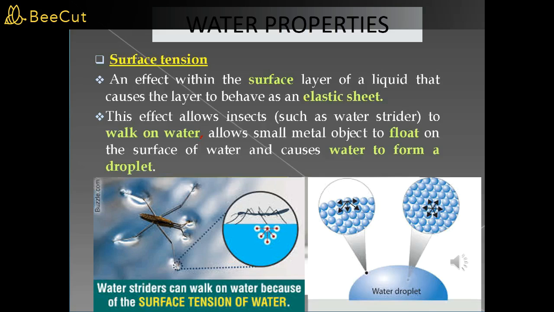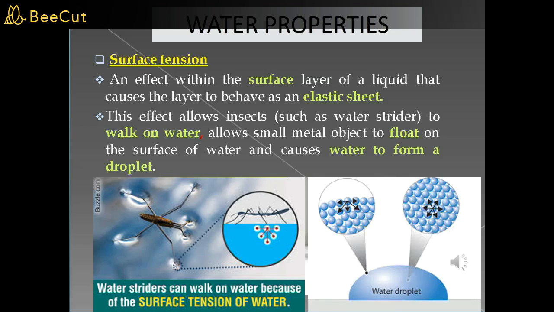For another example, when you put a paper clip on a glass of water, will the paper clip float or sink in the water? Of course, it will float on top of the surface of the water because the water surface becomes strong enough to support the paper clip. So this is what we call surface tension. Surface tension is an effect within the surface layer of a water or liquid that causes the layer to behave as an elastic sheet.